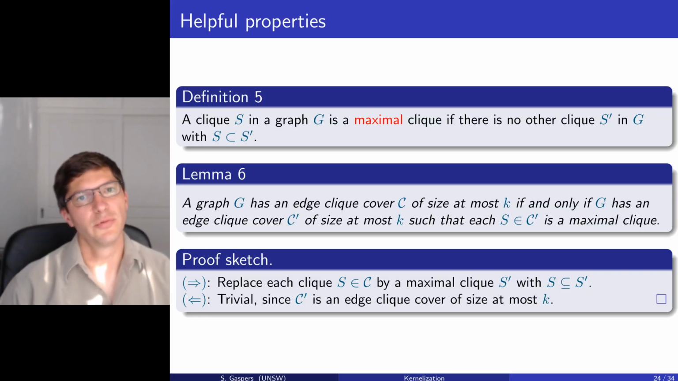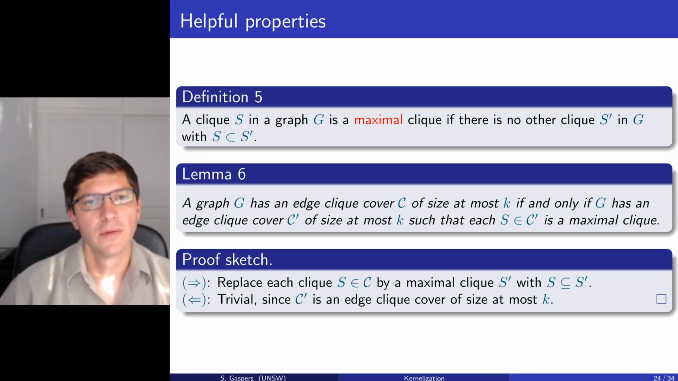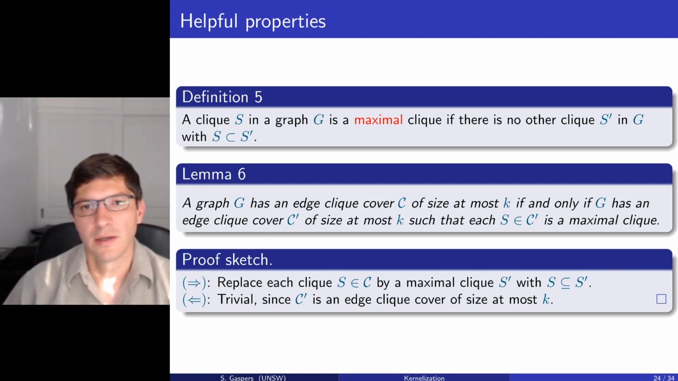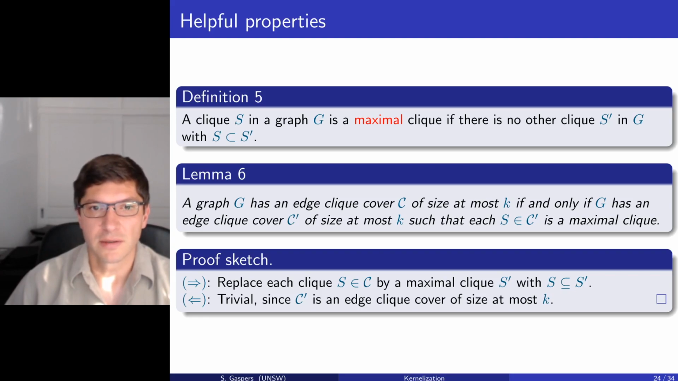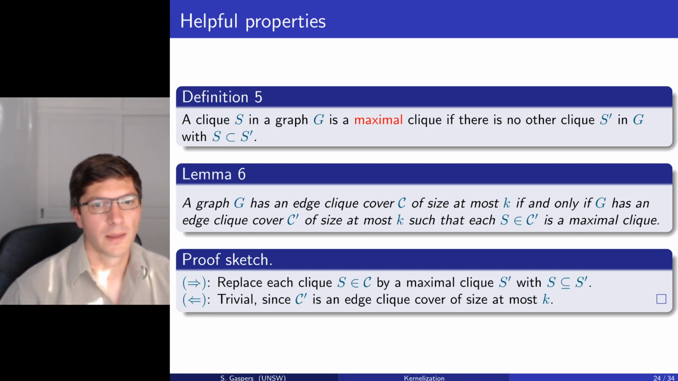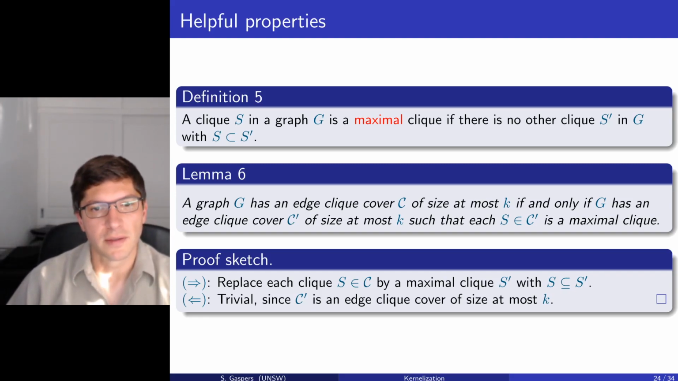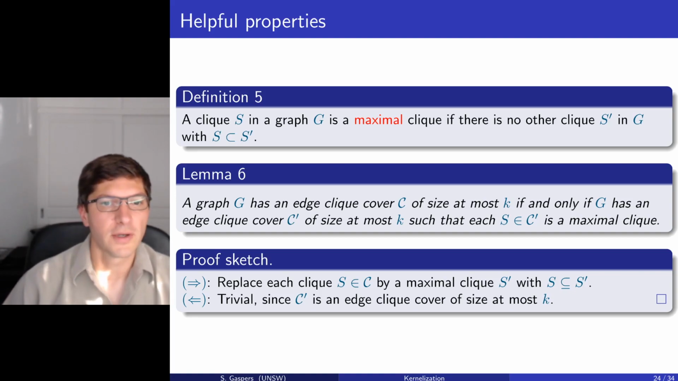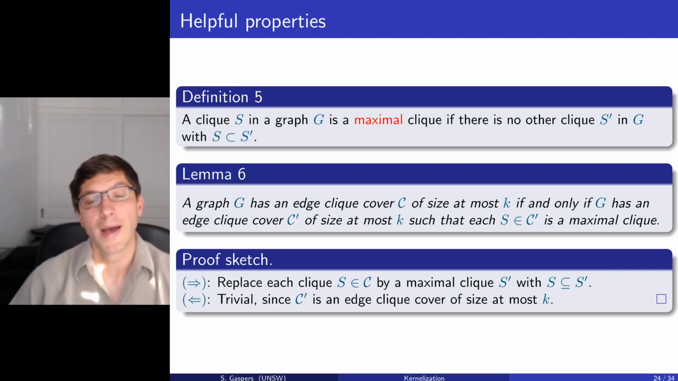Okay, let's go through a few helpful properties. We will say that a clique in a graph is a maximal clique if it's not a subset of another clique, so a strict subset. We'll also call this inclusion-wise maximality. Now our lemma says that a graph G has an edge clique cover of size at most k if and only if it has an edge clique cover of size at most k where every clique is a maximal clique.